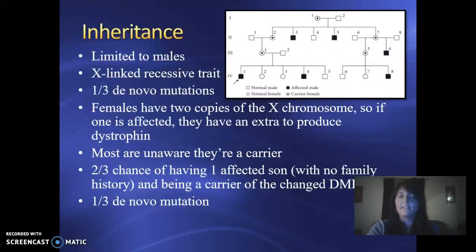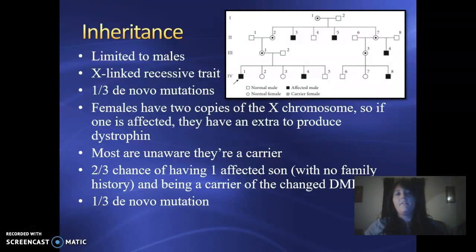Alright, the inheritance. DMD is an X-linked recessive trait, which means that only males are affected by this. The reason for this is that males only have one X chromosome, so when they get that affected X chromosome, they are affected. Whereas females have 2 copies of the X chromosome. So even if they have an affected X chromosome, they have the backup X chromosome to still be able to produce the dystrophin.